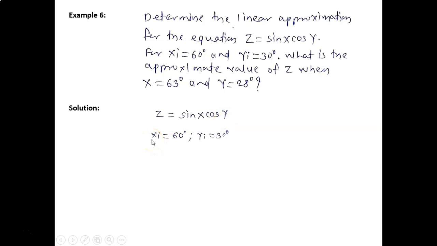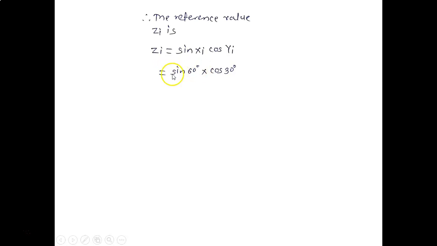What are the values they have given? xi is equal to 60 degree, yi is equal to 30 degree, x is equal to 63 degree, y is equal to 28 degree. Therefore, the reference value zi is equal to sin of xi into cos of yi. Substituting the values of xi and yi, zi is equal to sin of 60 degree into cos of 30 degree. Therefore, zi is equal to 0.866 into 0.866. Therefore, zi is equal to 0.75.